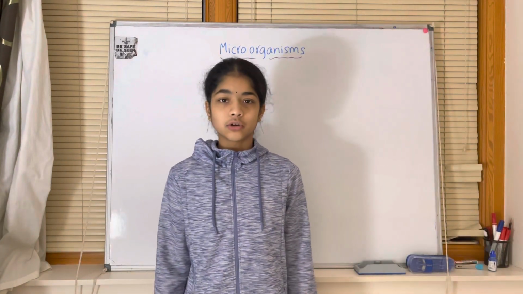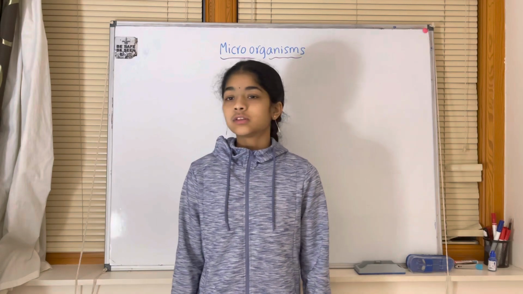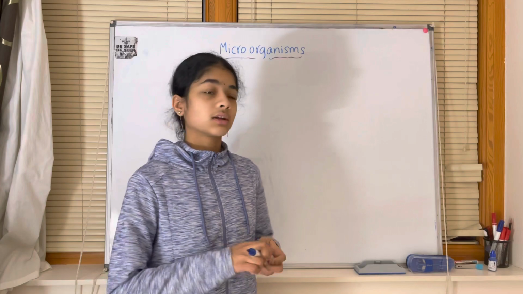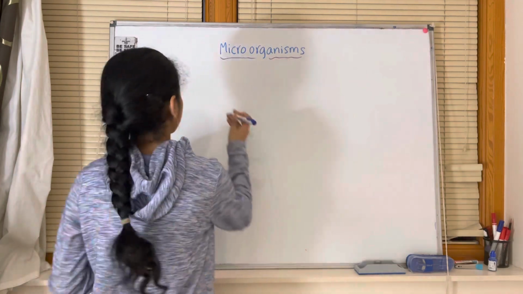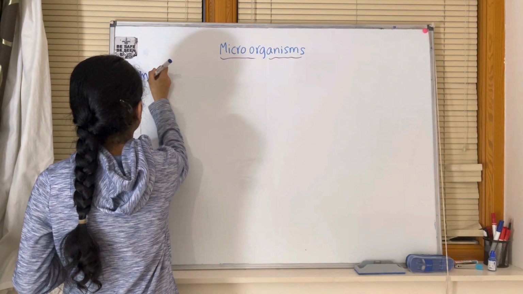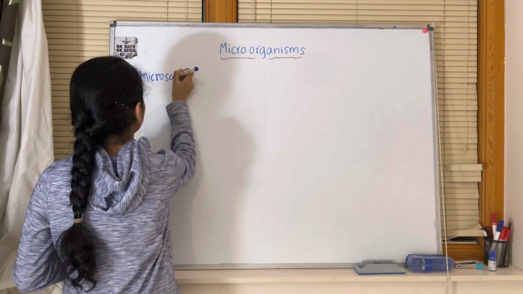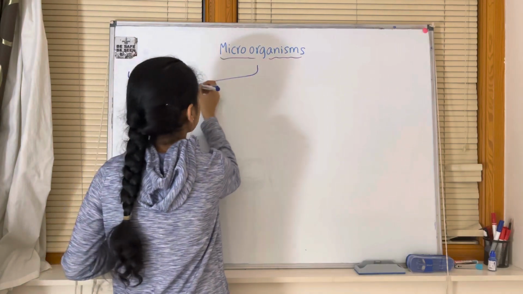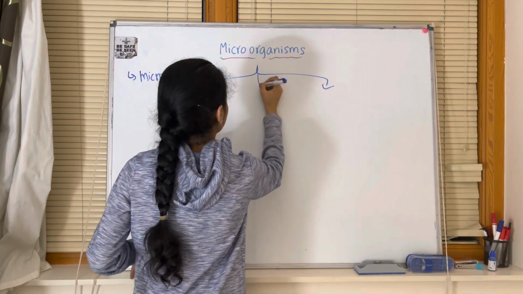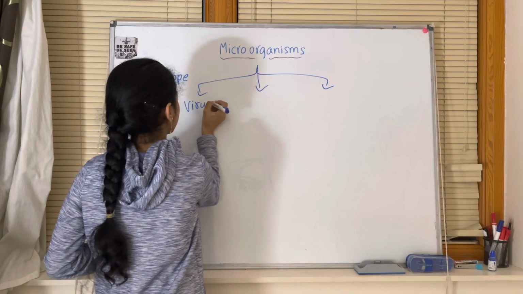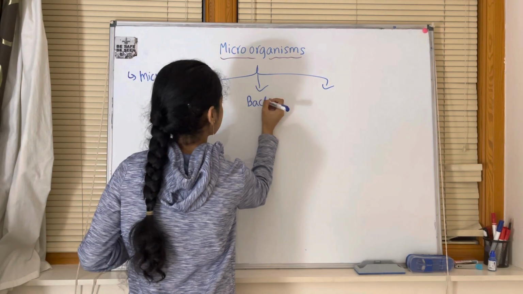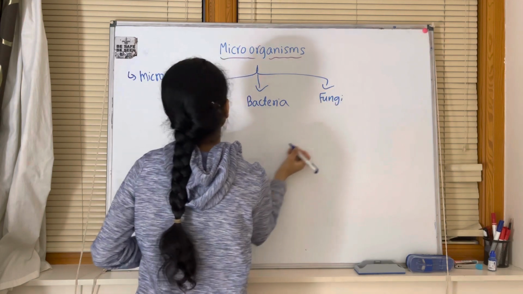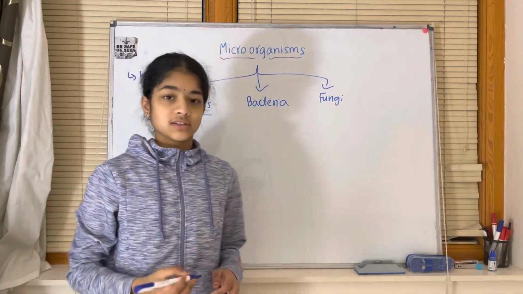In this video, we are going to learn about microorganisms. Microorganisms are the very tiny living organisms that can only be seen with the help of a microscope. We have three different types of microorganisms: viruses, bacteria, and finally fungi. So first, let's take a look at viruses.